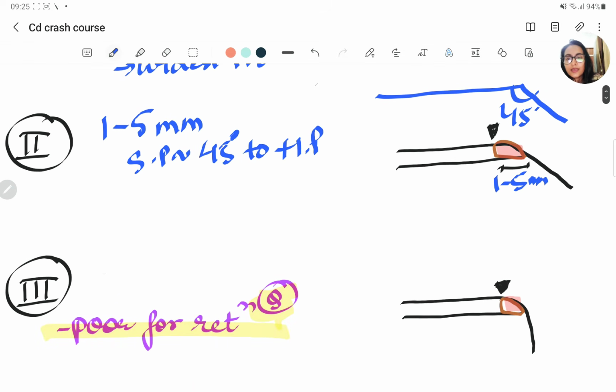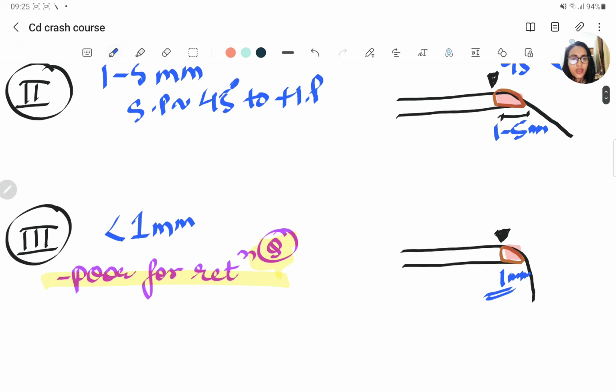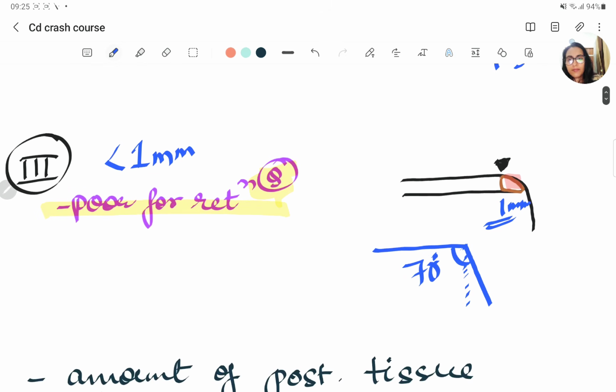For class 3, the area is less than 1 millimeter. As you can see, the area is very small, so that is why it is poor for retention. This is the hard palate and the soft palate is situated 70 degrees to the hard palate. So here we have 70 degrees to the hard palate, as you can see.